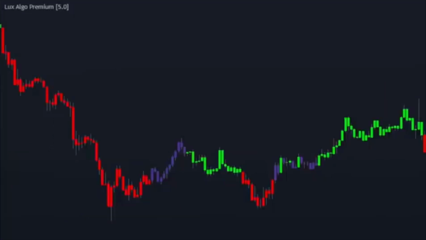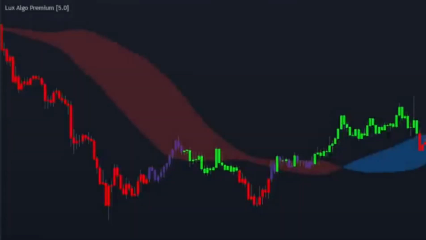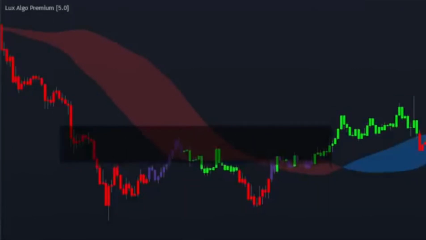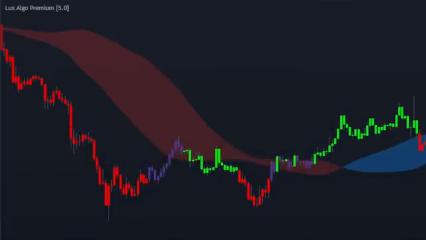Here, you can see price is in a downtrend, staying below the EQ cloud. Price tries to break to the upside, but this is just a fake out, not a breakout, as identified by the EQ cloud. The breakout isn't confirmed until price fully passes through the EQ cloud, as we can see here.